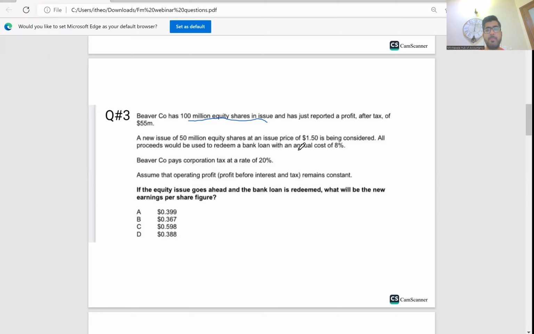All proceeds would be used to redeem a bank loan with a cost of 8%. Now, this is a very easy question on sources of finance. I've taught you multiple questions of this type. You issue new shares, 50 million at 1.5, and you redeem a bank loan. Interest cost goes down, profits go up, tax goes up, and your PAT increases. It pays tax at a rate of 20%. Assume that operating profit remains constant, PBIT remains constant. If the equity issue goes ahead and the bank loan is redeemed, what will be the new EPS? So you need to find the new EPS, simple.